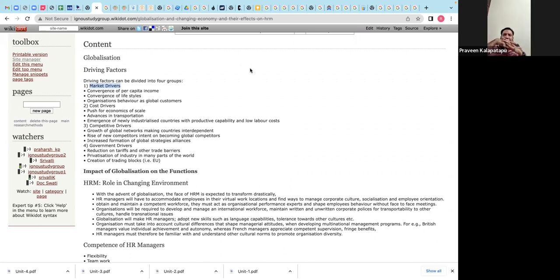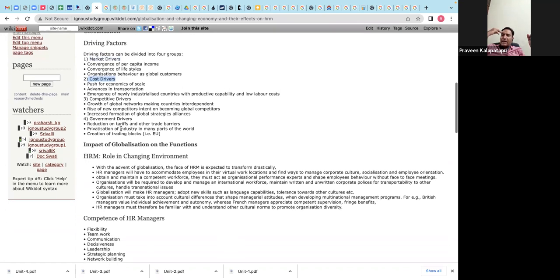So there are different lifestyles, there is a different per capita income, so maybe they can afford your product better, etc. And even their behavior suits your product. So there are a few market drivers. That market is much more conducive to your product, right? Cost drivers: maybe manufacturing in that particular country is less, taxation would be less, that would make your product much more viable, right? So those kinds of cost drivers are also there.